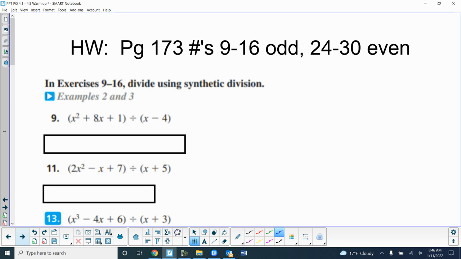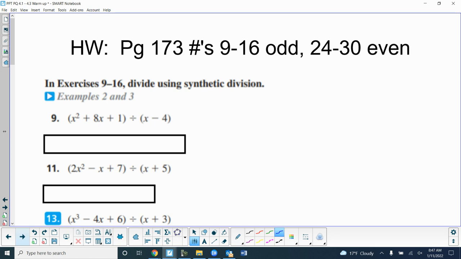Number 13 is x squared minus 3x plus 5. And then again, if you want to write it like Sydney asked, you could write minus 9 over x plus 3 because it was a negative 9 for your remainder. If you want to put plus negative 9 over x plus 3, that's okay also.